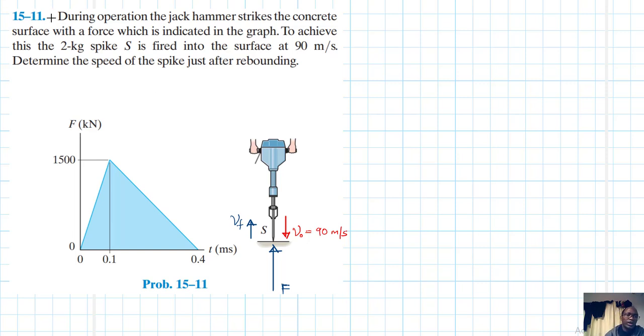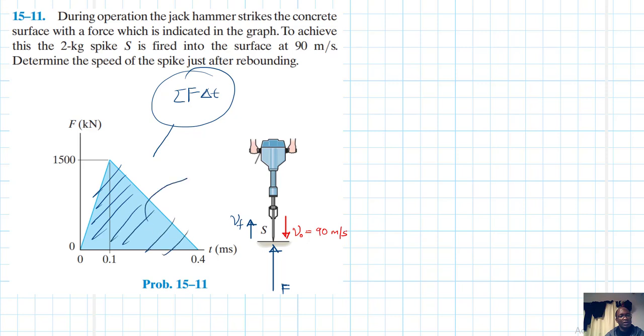We are going to use the principle of linear impulse and linear momentum. Remember, we're able to solve this using the equations of motion coupled with kinematic equations. We can also solve this by other techniques, but here we are going to use linear impulse and linear momentum. So we know impulse is just force times delta t. When you look at this, it is just the area under the curve. Area under the curve is equal to the impulse.